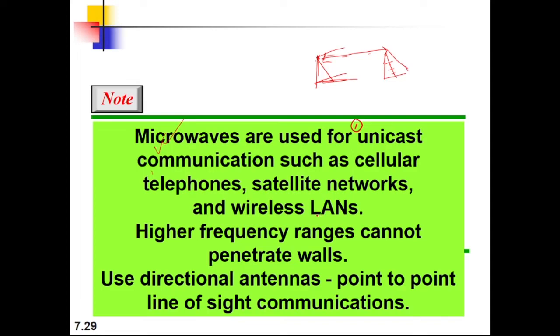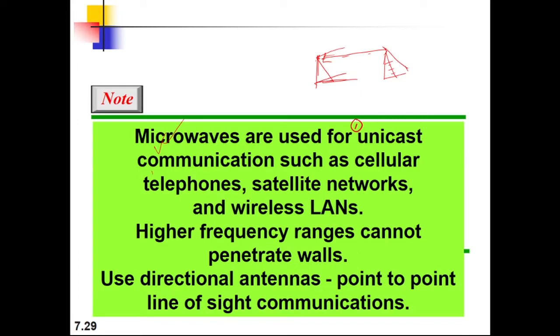Higher frequency ranges cannot penetrate walls. The frequency is high, so it cannot penetrate walls. That is the difference. So there can be a question: what is the difference between radio wave, microwave and infrared? For microwave you use unicast communications, but for radio waves we use multicast communication. Okay, and you can use the examples also for the difference.